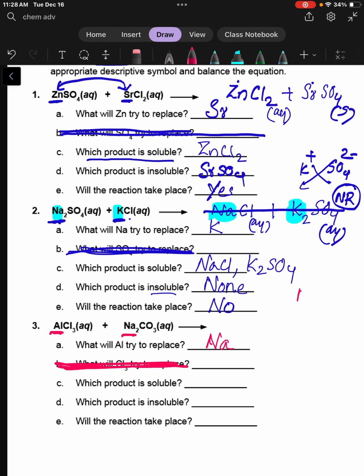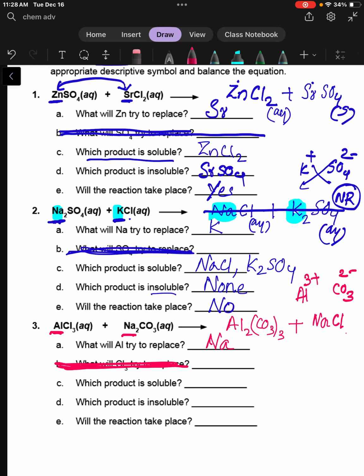Aluminum will go with the carbonate. So aluminum has a charge of 3. Carbonate has a charge of 2. So you need 2 aluminum and how many carbonate? 3 carbonate. And sodium has a charge of 1. Chlorine has a charge of 1. So it is NaCl. Okay, let's see.